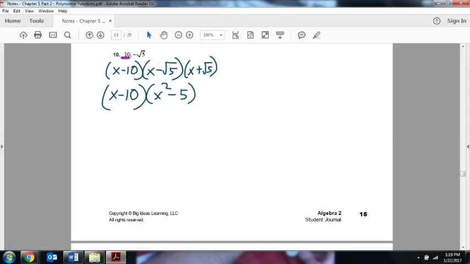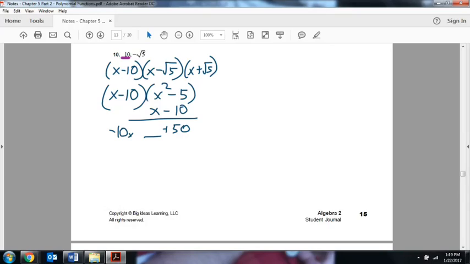Alright, last but not least, we need to multiply out x squared minus 5 times x minus 10. It helps if you don't use your eraser to write. So, negative 10 times negative 5 is positive 50. Negative 10 times x squared is negative 10x squared, which I'm actually going to put a little space right here.